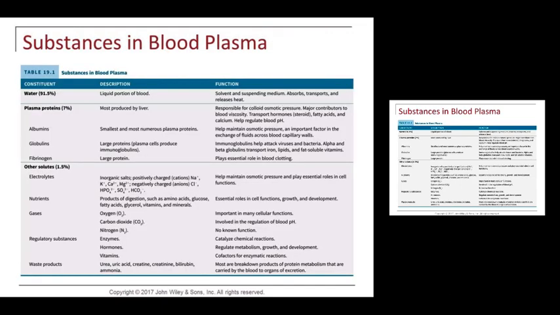Nice picture here. This diagram, I should say, covers a lot of the proteins, a lot of the constituents that are found in blood, and then it tells you what the functions are. So water makes up 91.5% of blood. It's the liquid portion of the blood. And it's the solvent, right? Water is the universal solvent, and it suspends. It's a suspension medium, and it's used for the absorption, transport, and release of heat.